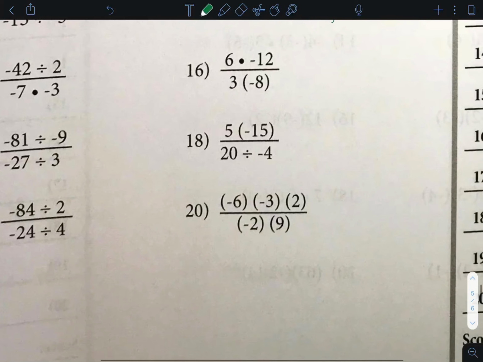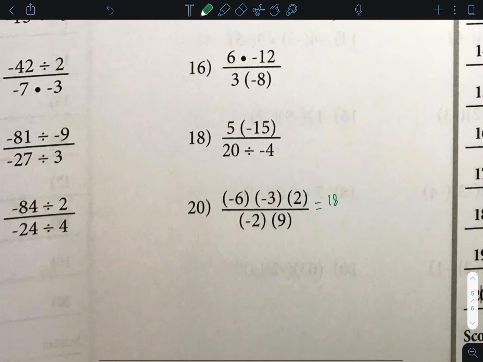And I'll go down to the very last question. We have a negative 6 times negative 3 times 2 divided by negative 2 times 9. You need to say these things out loud. Negative 6 times negative 3. Negative 6 times negative 3 makes 18. Then we're going to multiply that 18 by 2.